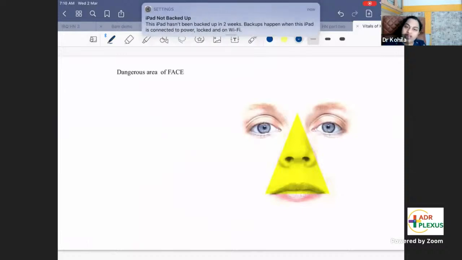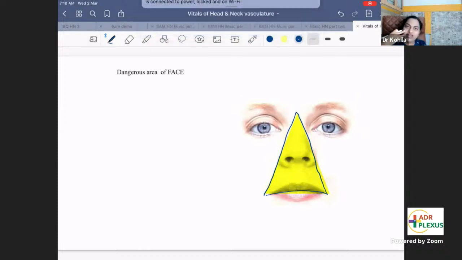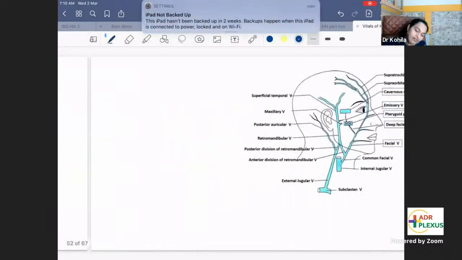Dangerous. Why is it called the dangerous area of the face? This area, the upper lip, the adjoining nose, the medial angle of the eye. Any infection in this area, even acne or any cut during shaving, can track on to cavernous sinus thrombosis. What is the route?